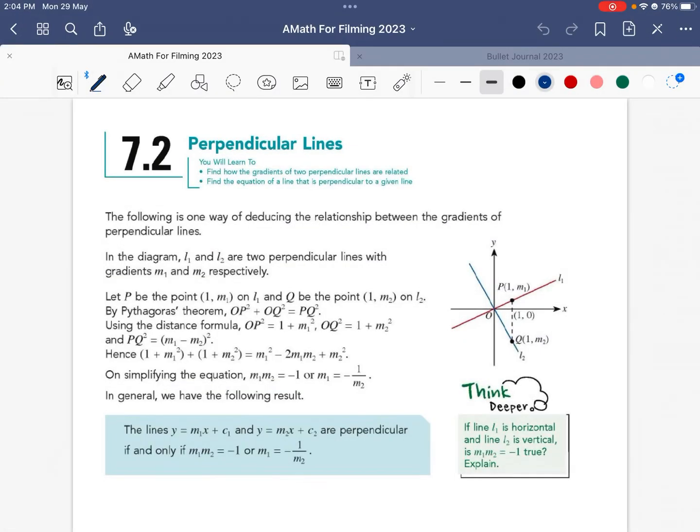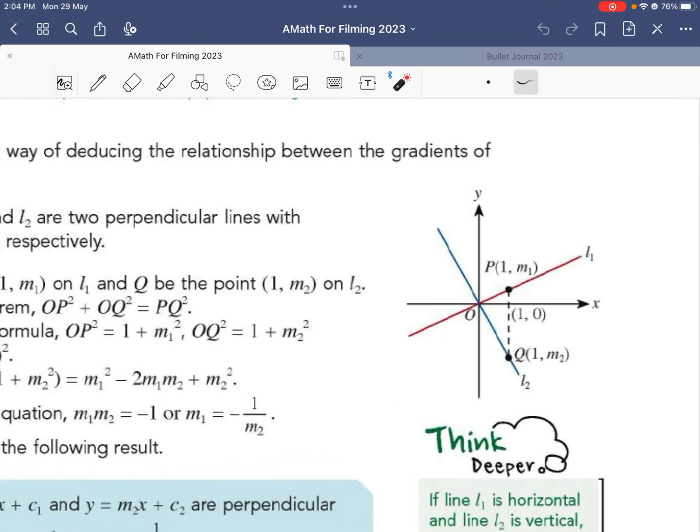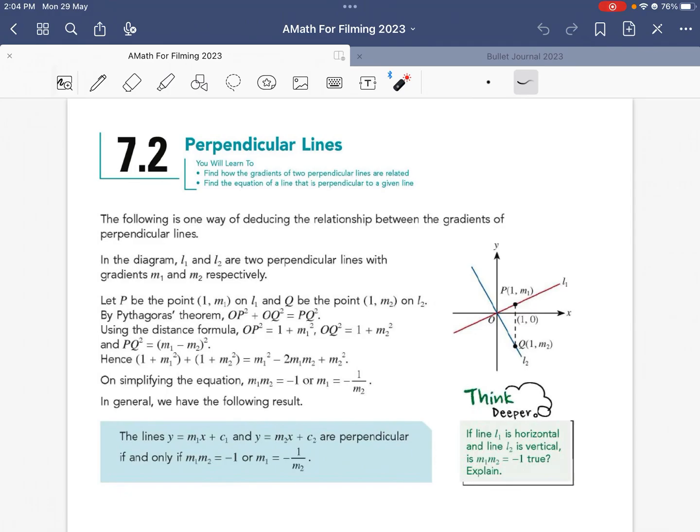Today we're covering 7.2 perpendicular lines. If you haven't figured it out by now, if two lines are perpendicular, it means that these two lines will form a right angle just like so, at the point where they intersect each other.